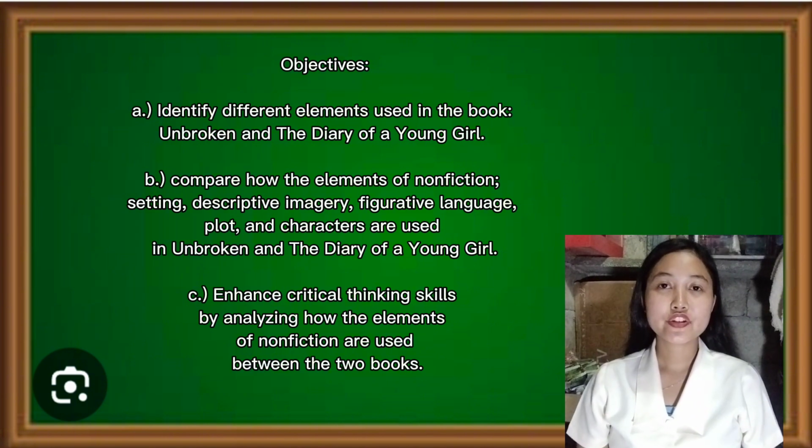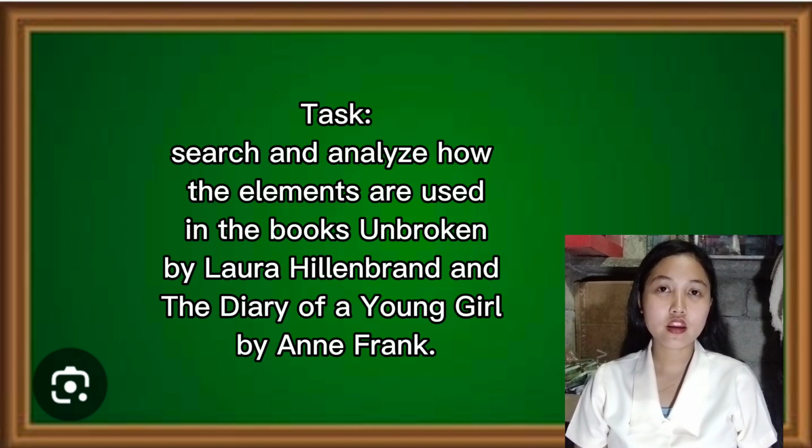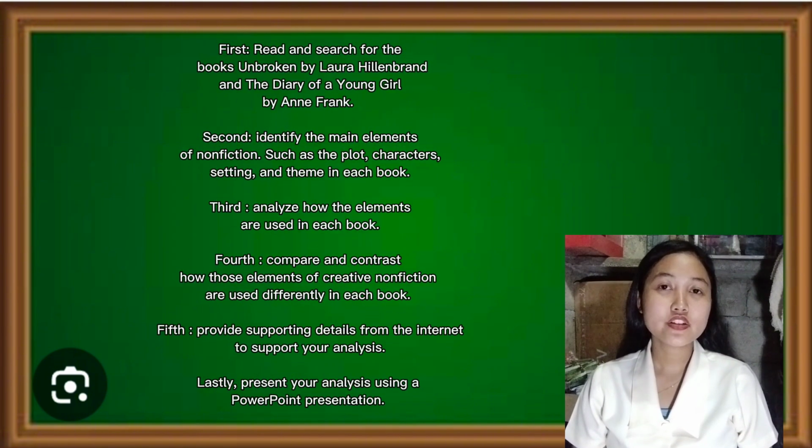Here is the task. Search and analyze how the elements are used in the books Unbroken by Laura Hillenbrand and The Diary of a Young Girl by Anne Frank. So you are going to first read and search for the books Unbroken by Laura Hillenbrand and The Diary of a Young Girl by Anne Frank. Read them carefully. Second, identify the main elements of non-fiction such as the plots, characters, setting, and theme in each book. Third, analyze how the elements are used in each book.